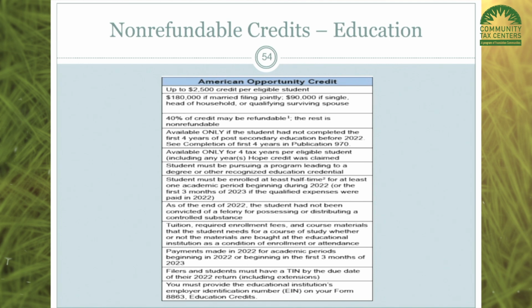Filers and students must have a TIN, so that can be a social or ITIN, by the due date of their return, including extensions. So if they don't have a social or ITIN, and they think they will qualify for this, we can file an extension, giving them to October 15th to file a return to qualify for this credit. You must provide the educational institution's employer identification number. So we have to have that institution's EIN, and it's going to produce the 8863 form that populates with the form 1040.